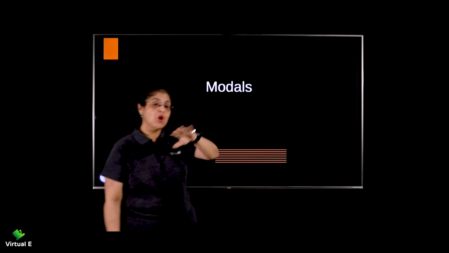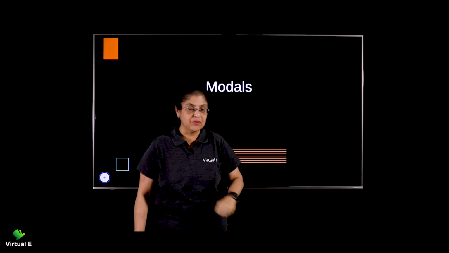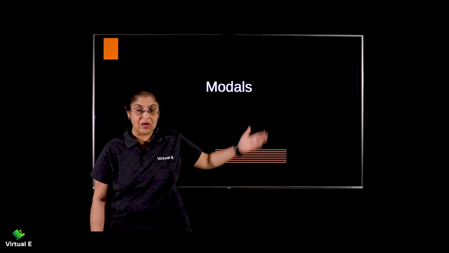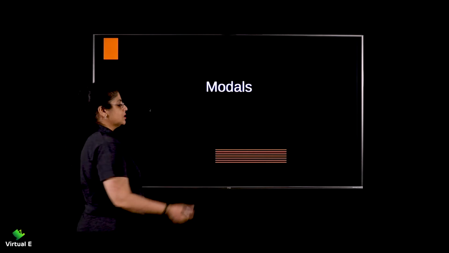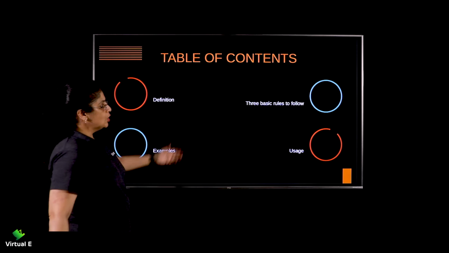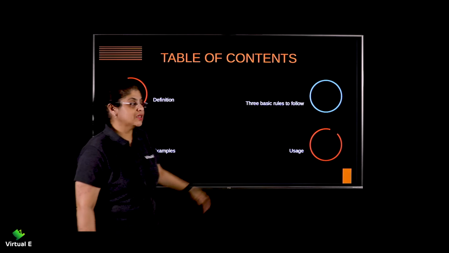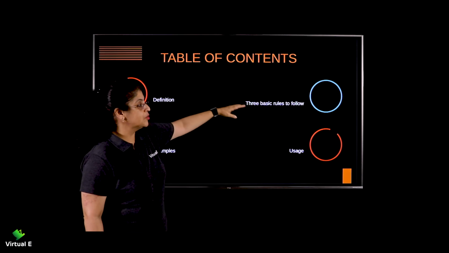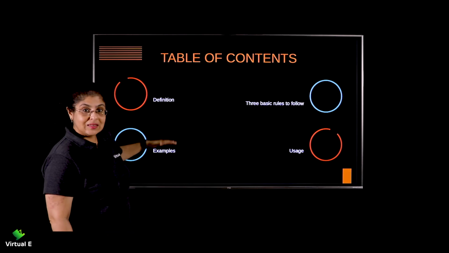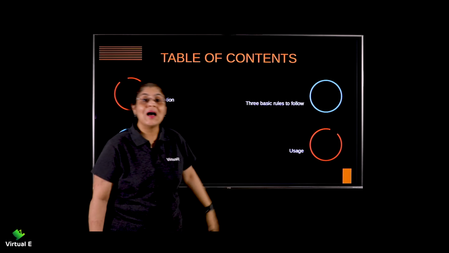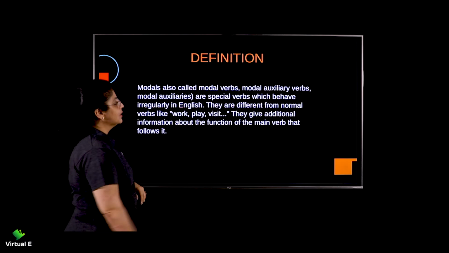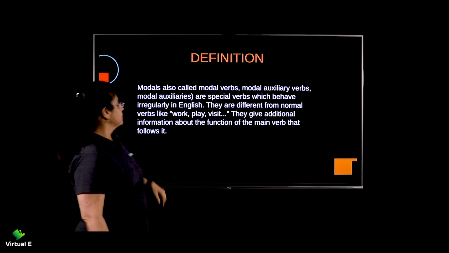So we spoke of auxiliary verbs, that was the third type of verb. Now, moving further to modals, which we are going to do now, and you shall come across it more in depth. So what all are you going to get out of this video? You're going to get your definition, you're going to get the 3 basic rules to follow, the examples of the same, and how to use them. Now, before we move on, let's begin with the definition.